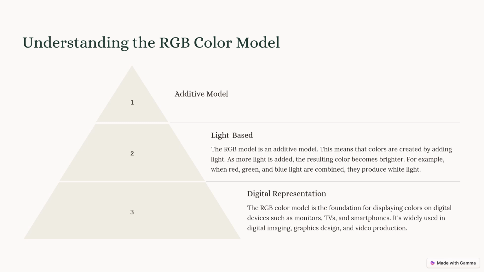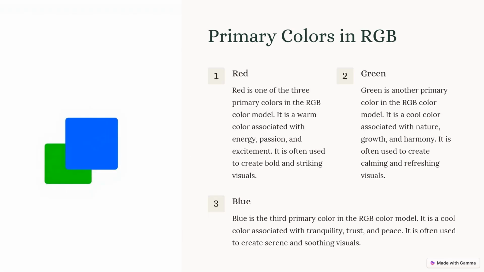In digital representation, the RGB color model is the foundation for displaying colors on digital devices such as monitors, TVs, and smartphones. It is widely used in digital images, graphic design, and video production. The primary colors in RGB are red, green, and blue.